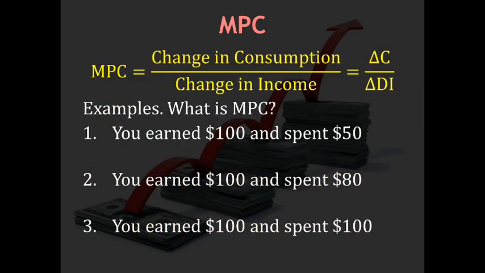So here's some examples. What is MPC in these following examples? Number 1, you earn $100 and you spend 50. Well, if you spend 50 and you divide it by 100, that means your MPC is 0.5. Number 2, you earn $100, you spend 80. 80 over 100 is 0.8. And if you earn $100 and spend all of it, your marginal propensity to consume is 1.